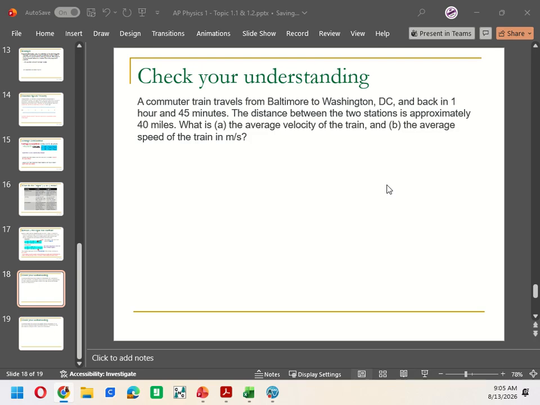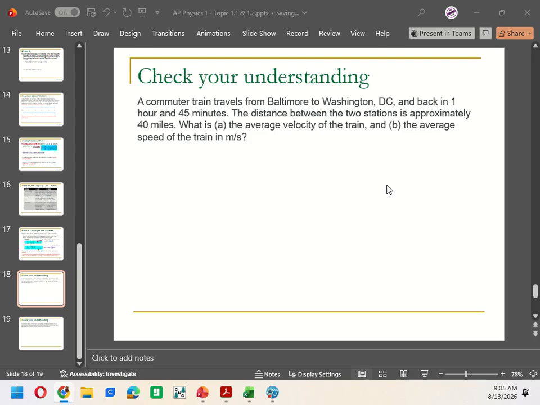All right, let's go through and talk about a couple of different things. Okay, back in 1 hour 45 minutes, the distance between the two stations is approximately 40 miles. What is the average velocity of the train and the average speed of the train in meters per second? First thing I'm going to do, average velocity: delta x over delta t. Now, I want you to write this in because this is probably going to be one of the issues a lot of people have here.